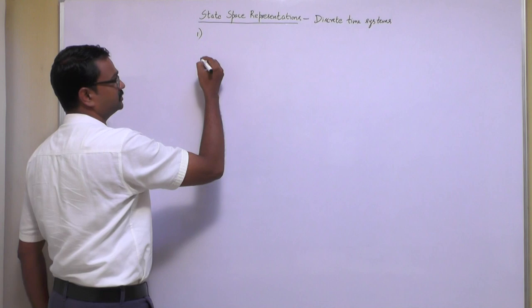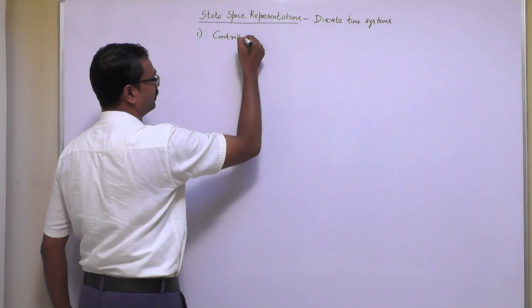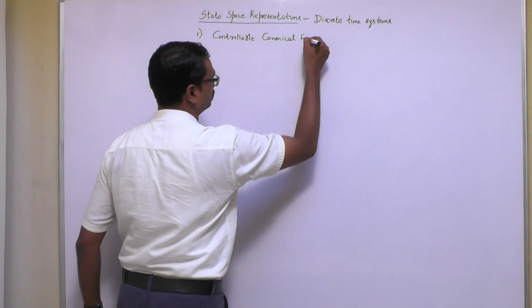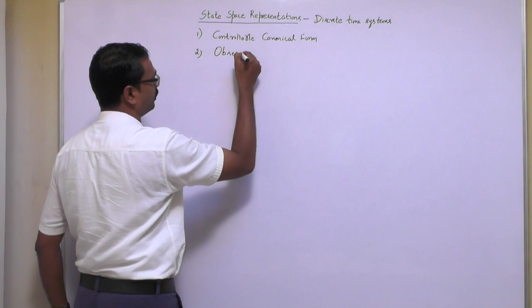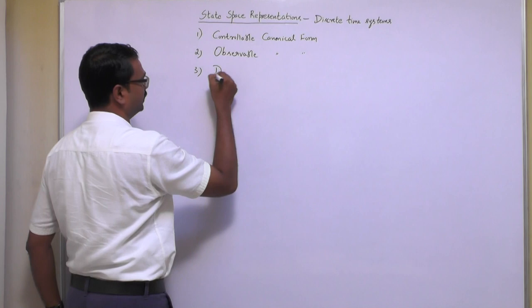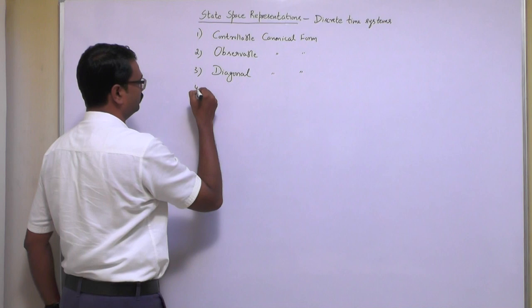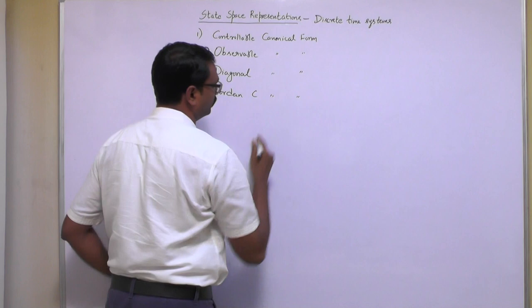of discrete time systems, which are the controllable canonical form, the observable canonical form, the third, diagonal canonical form, and fourth, the Jordan canonical form. So we will be discussing that.